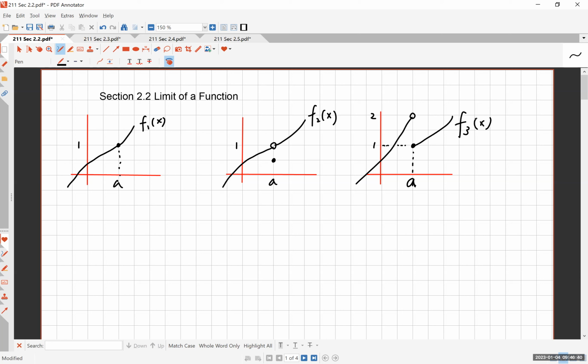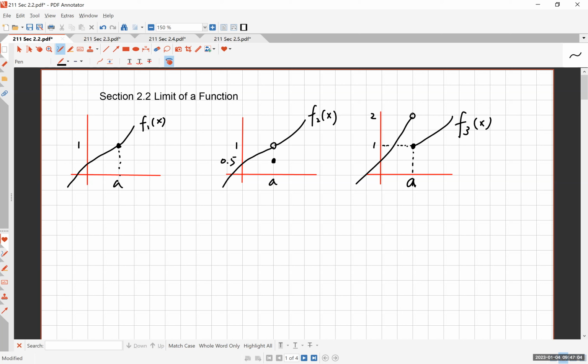Now, for each of these functions, f of a is defined. For instance, f of a here is 1. F of a here is actually not 1. This looks like 0.5. And here, f of a is also 1. See the black dot here? And the empty circle means that it's not defined right at the point.